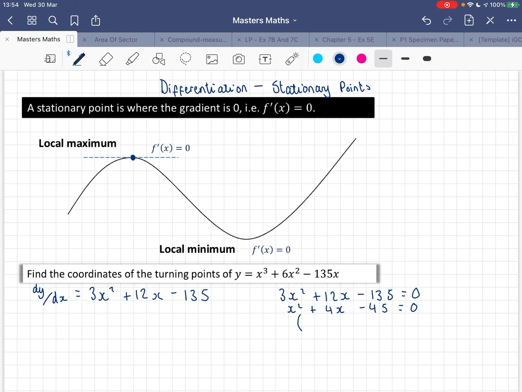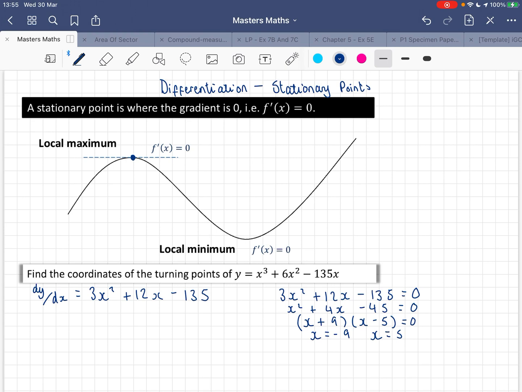Factorize it. It factorizes nice and easy. Two numbers that multiply to make negative 45 and add to make 4 are positive 9 and negative 5. And so my x values are x equals minus 9 or x equals 5. Once I have that, I then need to find the actual coordinates. So I know the x points, where the maximum and minimum are, or where the turning points are.